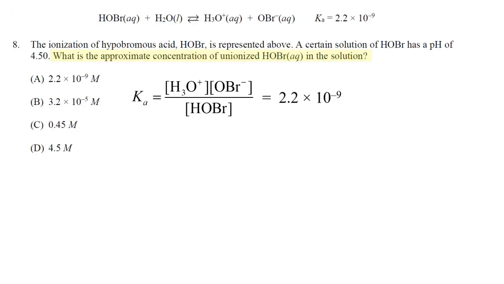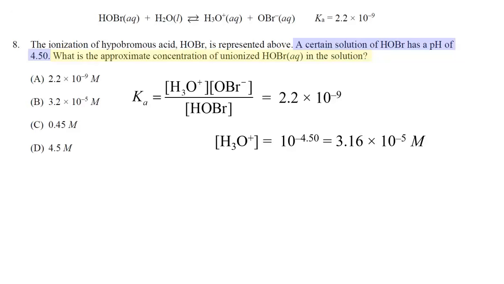Now, it does tell us that this particular solution has a pH of 4.50. And remember that if you know the pH, then the concentration of the hydronium ion is equal to 10 to the minus whatever that pH value happens to be. So in this case, the concentration of the hydronium ion is equal to 10 to the minus 4.50. And when I do that calculation, I get 3.16 times 10 to the negative 5 moles per liter.